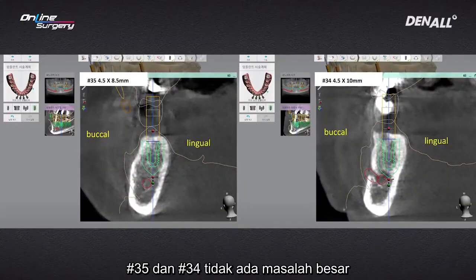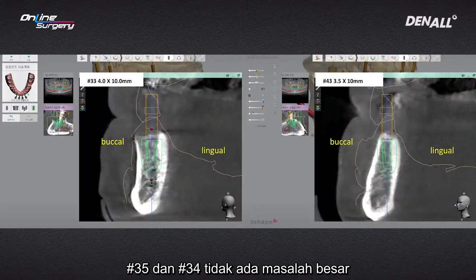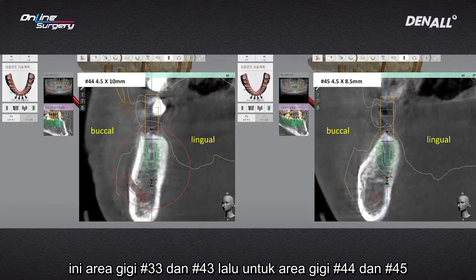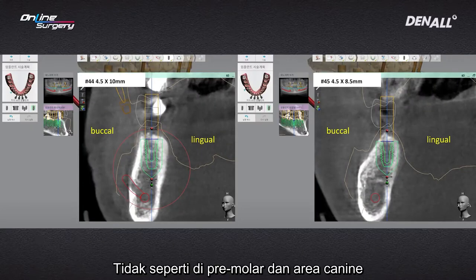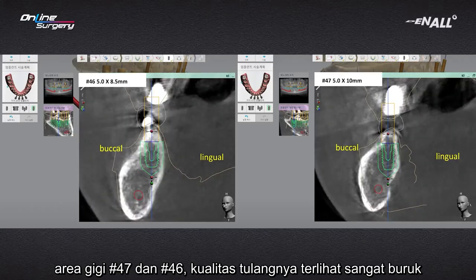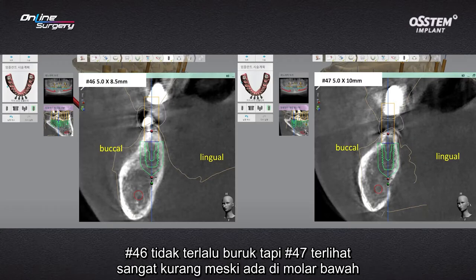Number 35 and 34, there's not going to be a major issue. This is number 33 and number 43, and this is for number 44 and 45. Unlike the premolar and canine area, 47 and 46, the bone quality looks very bad. Number 46, it doesn't look very bad, but number 47, it looks very unfavorable.